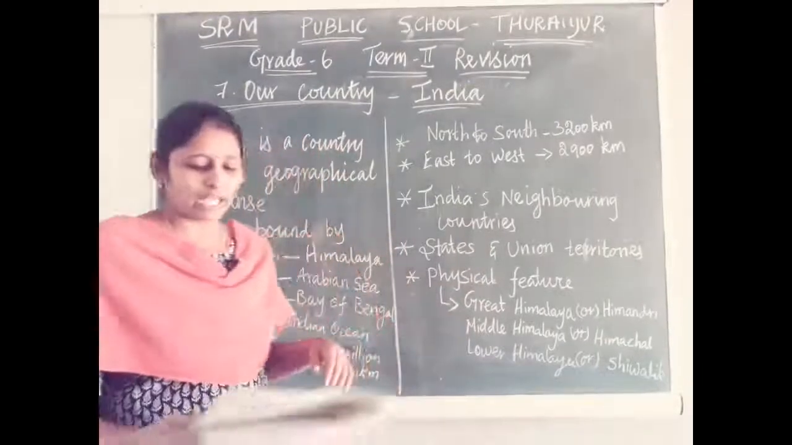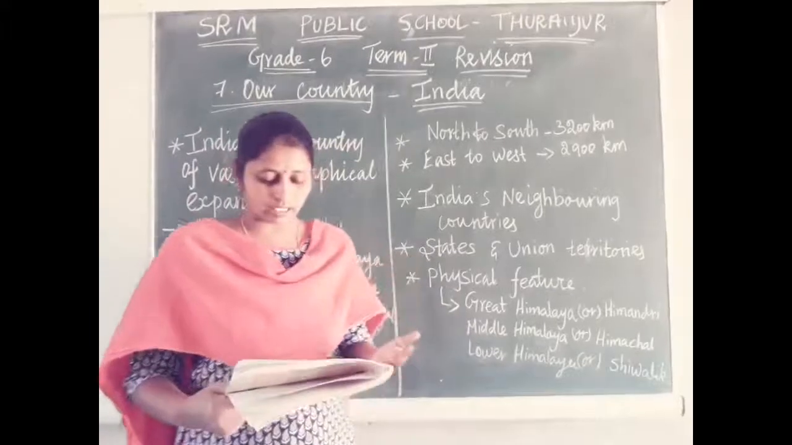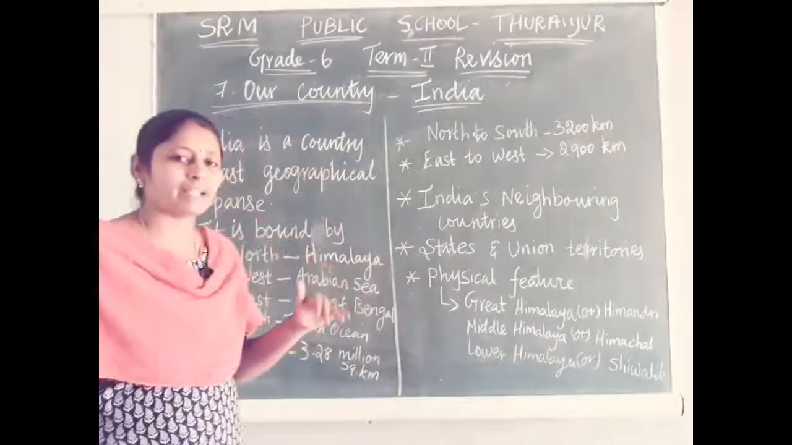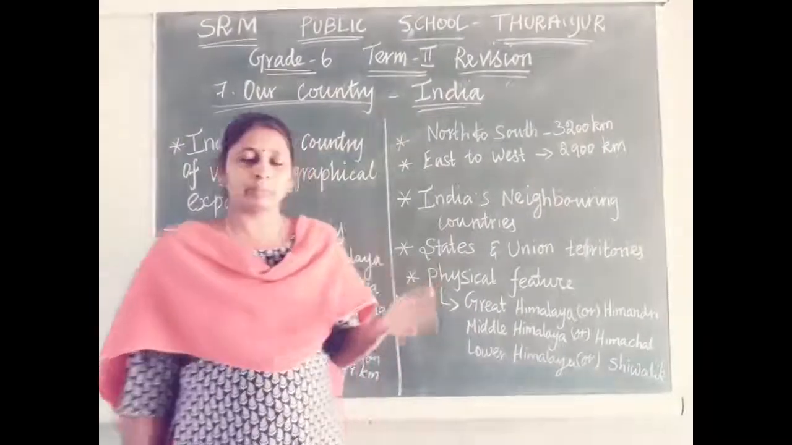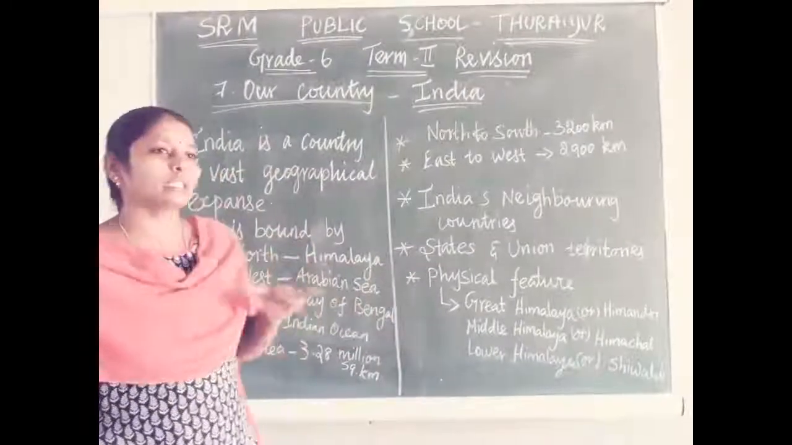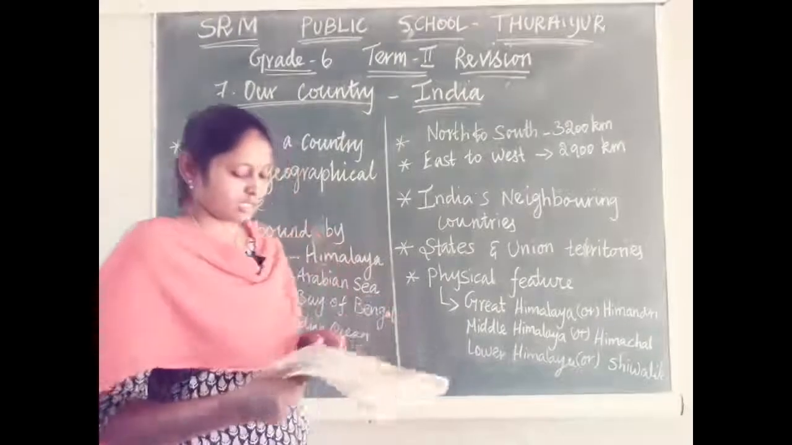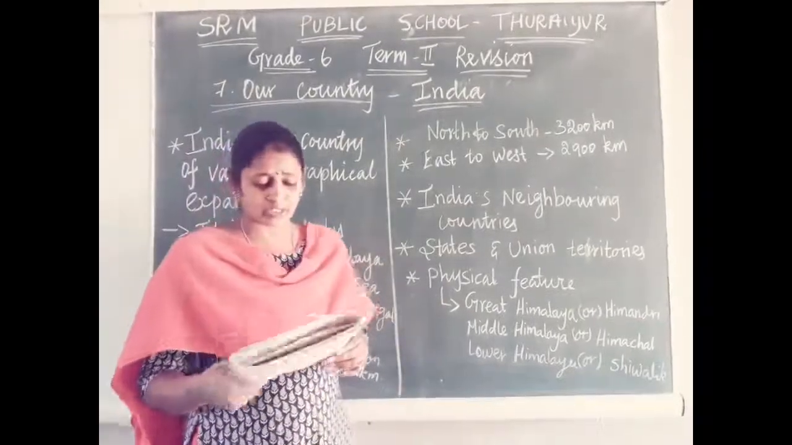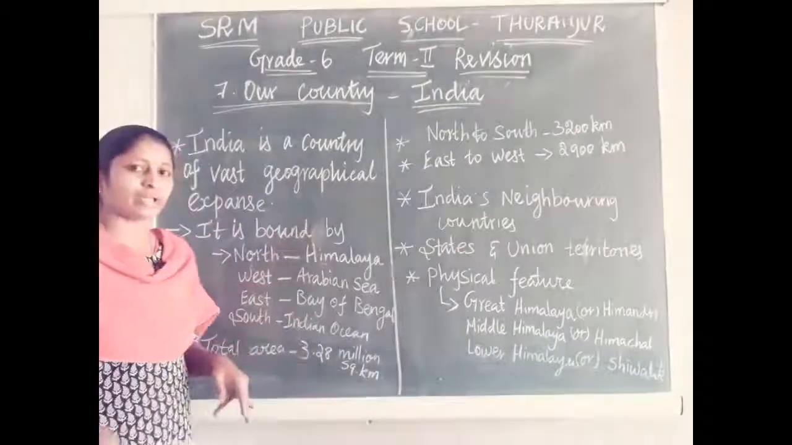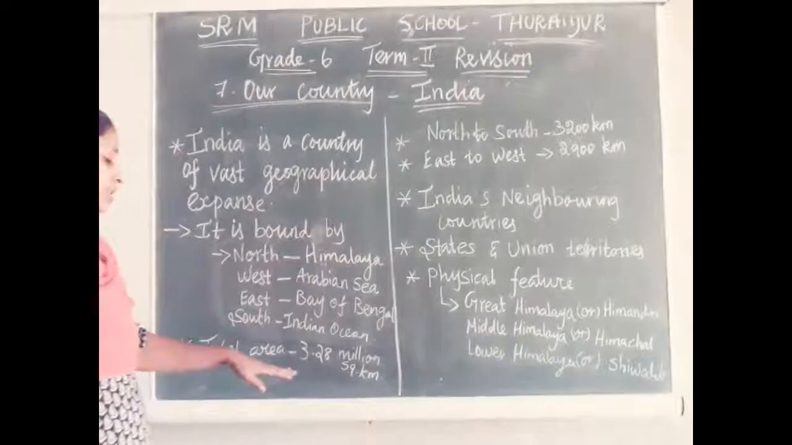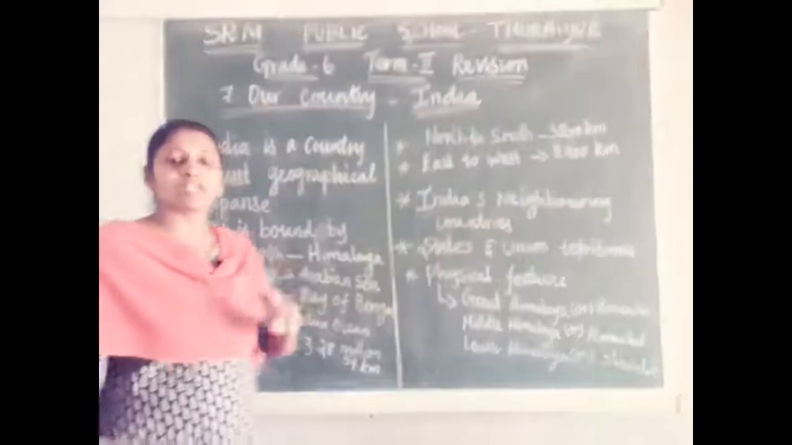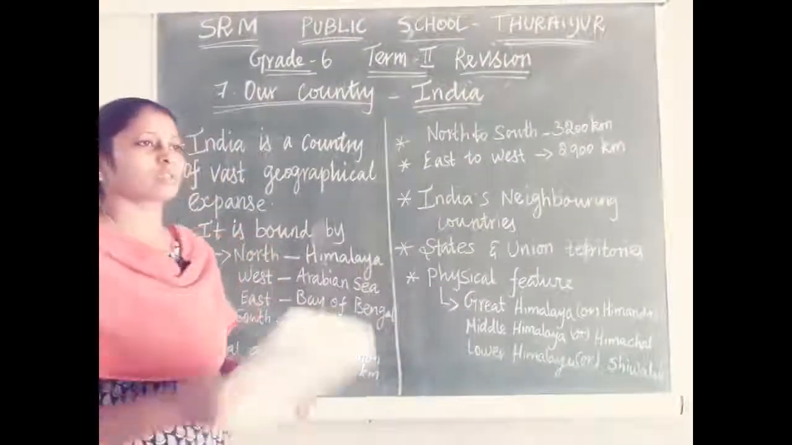In terms of latitude and longitude, the Tropic of Cancer, 23.5 degrees, passes through India. It crosses Maharashtra, Madhya Pradesh, Odisha, along that line, so that latitude region is given. What is the total area of our India? It is 3.28 million square kilometers.